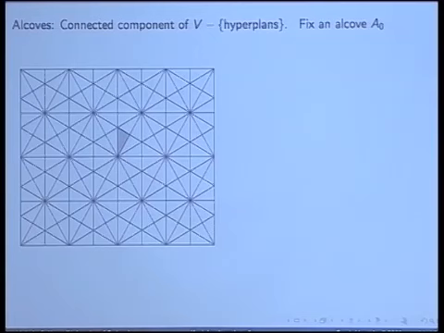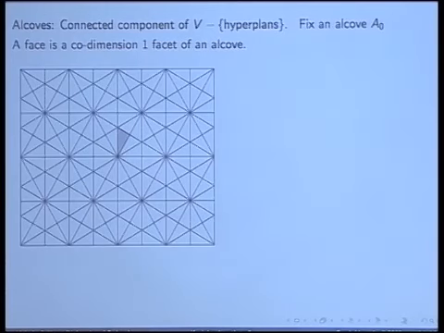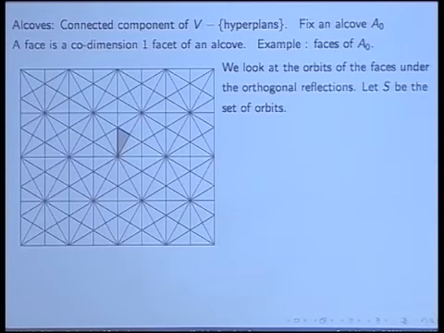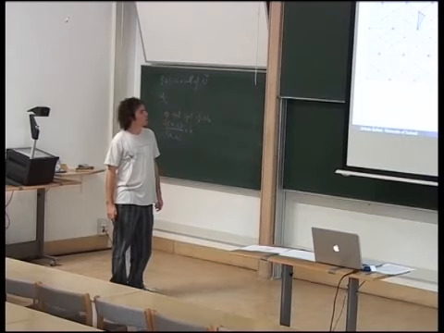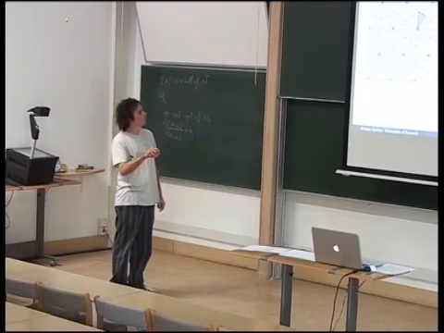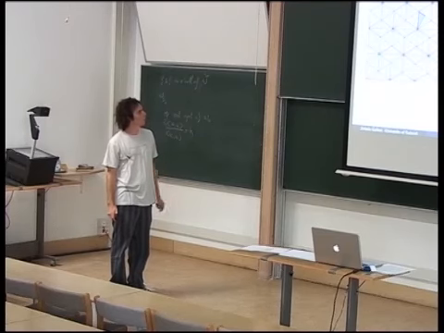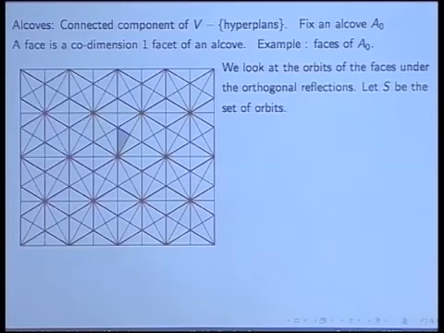And so the faces of an alcove are the codimension 1 facets. So it's just like the side of the triangle. So here you have 3 faces. And now you look at the orbit of these faces under the action of all the orthogonal reflections. So if you start with the red, well here, if I do there, and you do it for everywhere. Then the green and the blue. And in fact, doing these 3, you cover every face of every alcove on your plane.